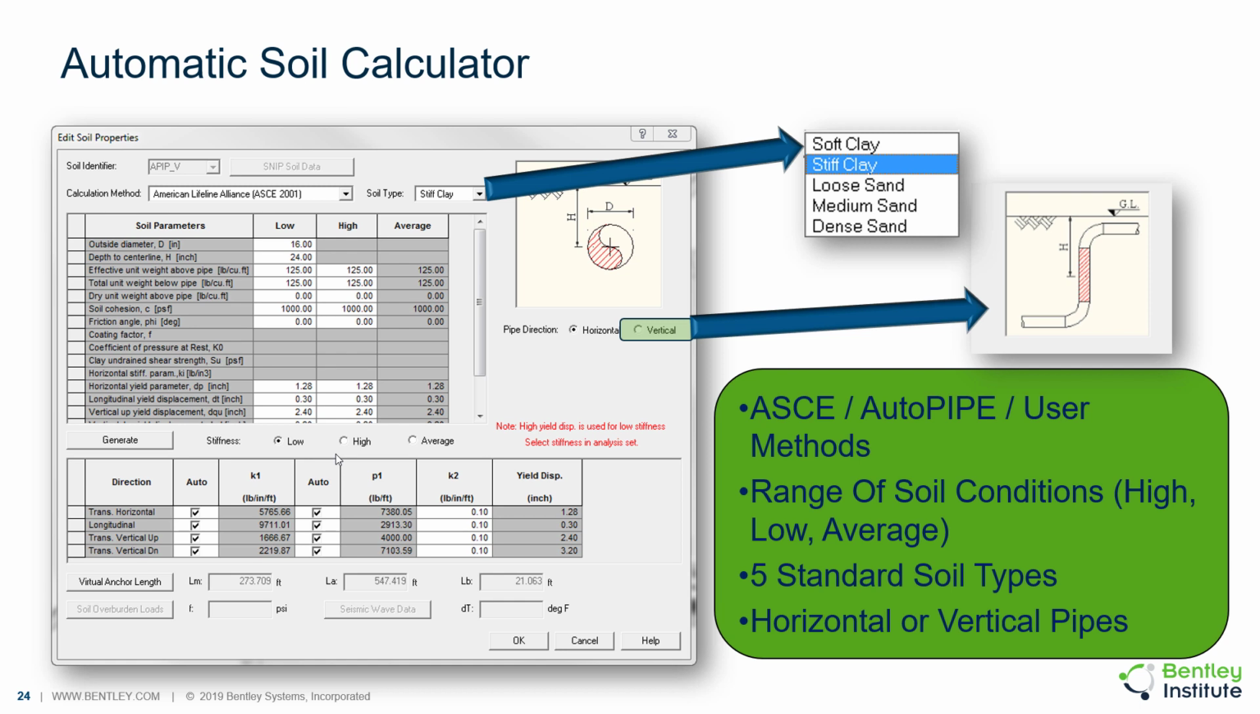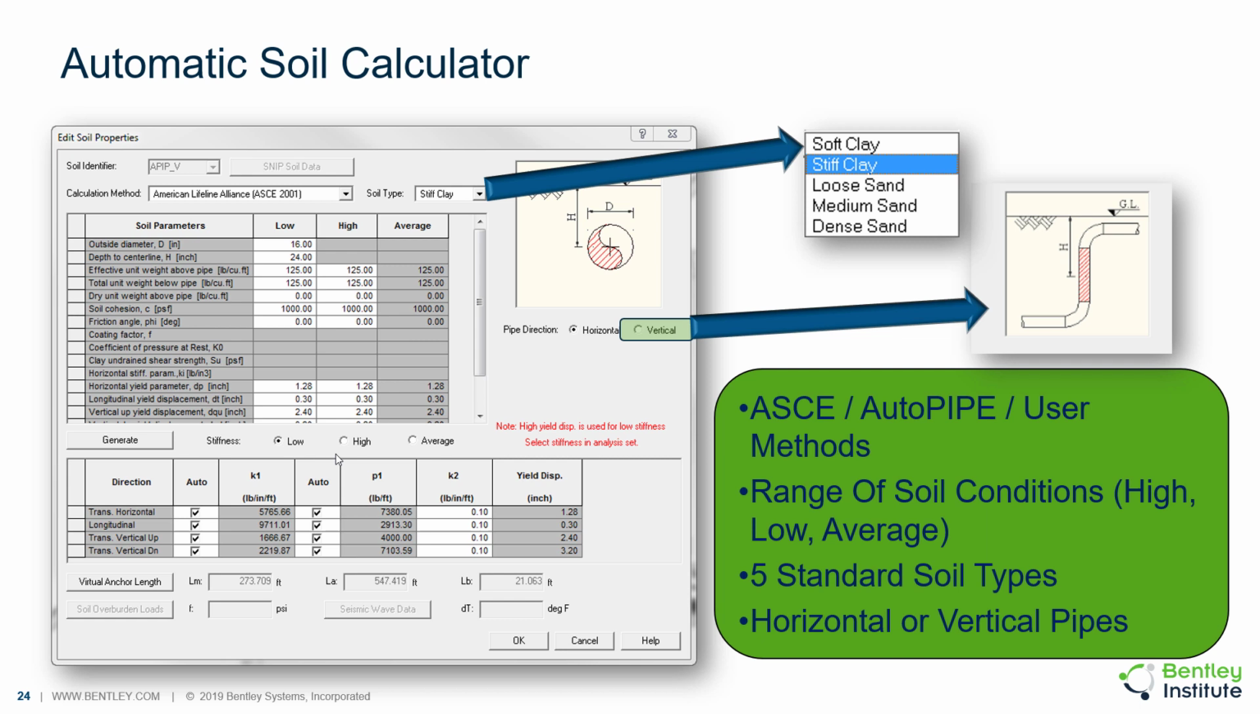This calculates the soil stiffness values for the user. We have reference information in the help that provides guidelines for the calculations on getting the soil stiffness properties of typical soil types like sand and clay in all four directions. And we provide a couple of methods to have these values automatically calculated. We have the AutoPIPE method, the ASCE 2001 with 2005 addendum method, the PRCI method, and then the ability to enter in user values.